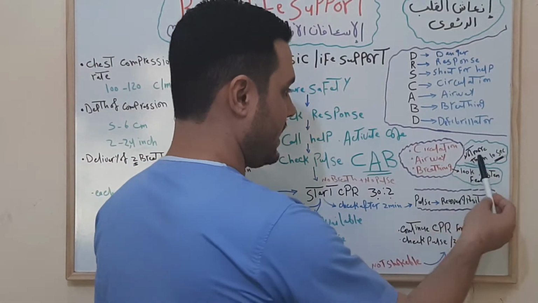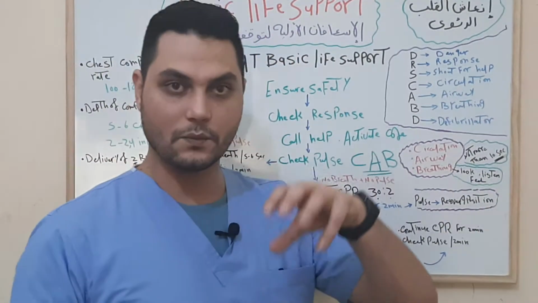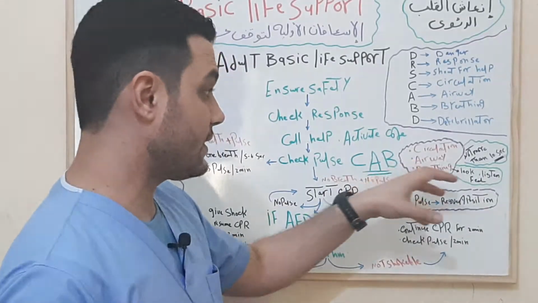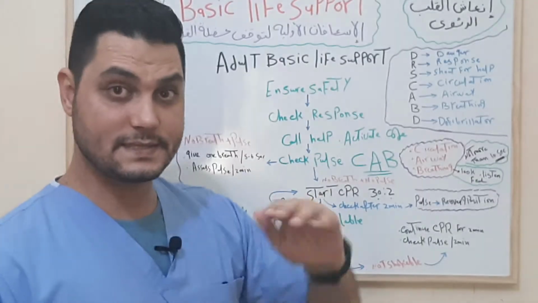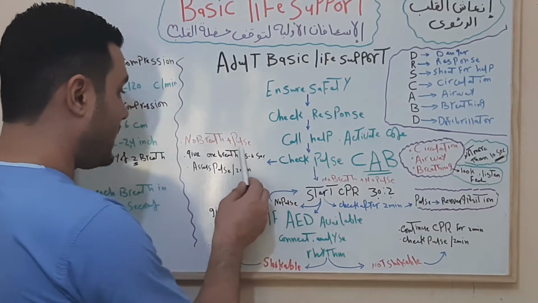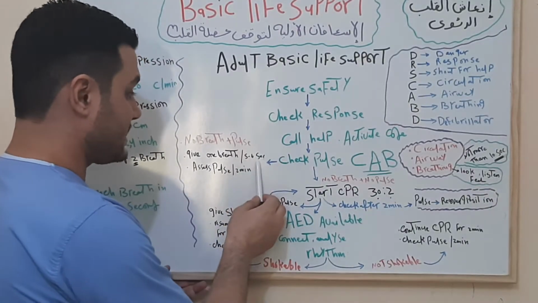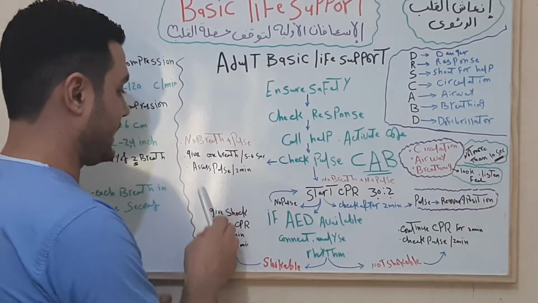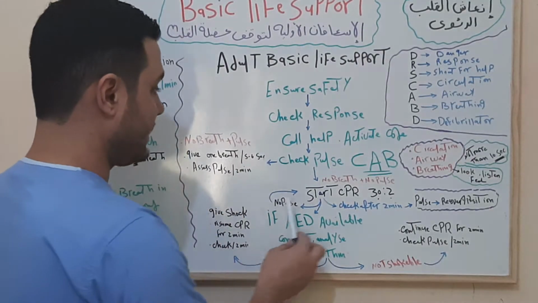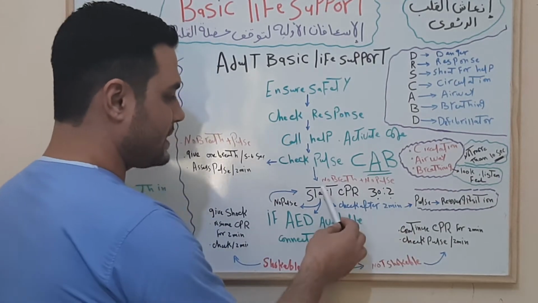So look, listen, feel. This process must not take more than 10 seconds, because here time is life. You must keep all of this process less than 10 seconds. When you check the pulse, if you find the patient has a pulse but no breathing, at this time you will give the patient one breath every 5 to 6 seconds, and check the pulse again every 2 minutes. If we find no pulse and no breathing, we will start CPR.